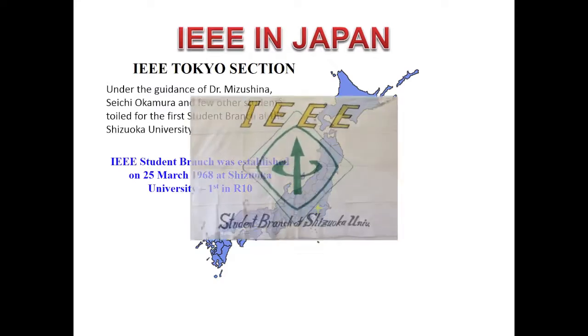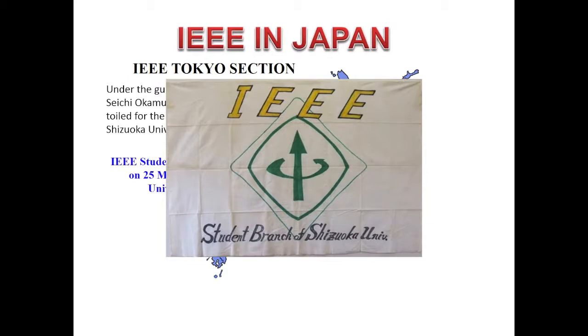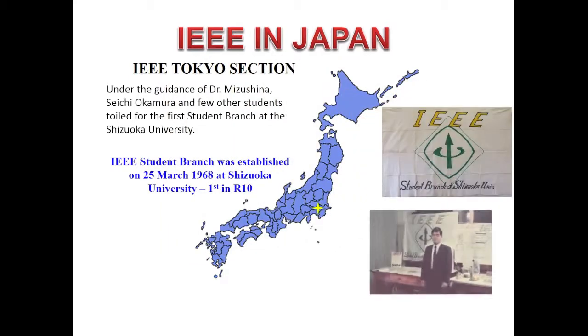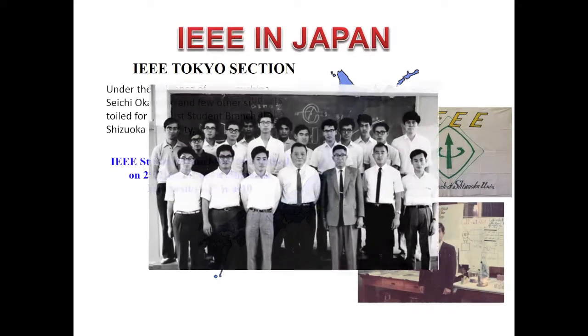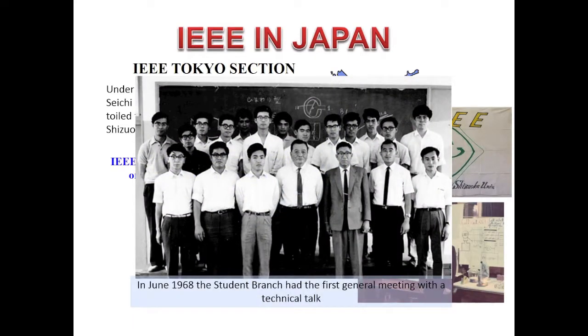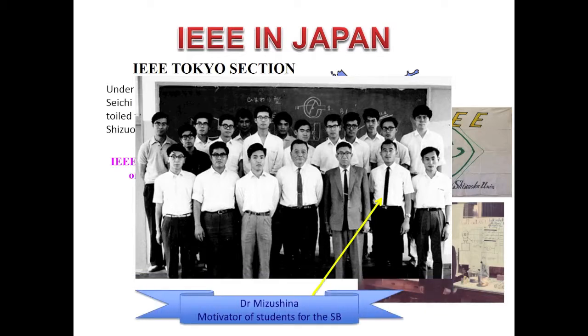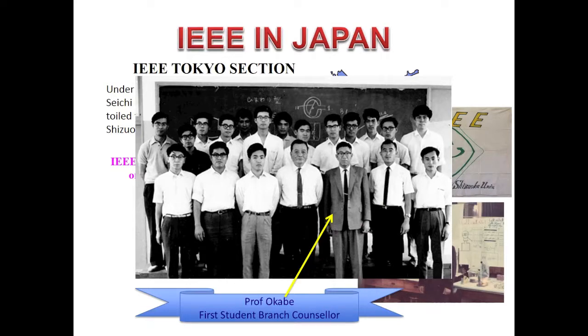A poster of the IEEE logo for the student branch was drawn by hand and used for membership development. The first student branch meeting was held in June 1968, which was attended by Professor Takahiro Okabe, as the first student branch counselor.